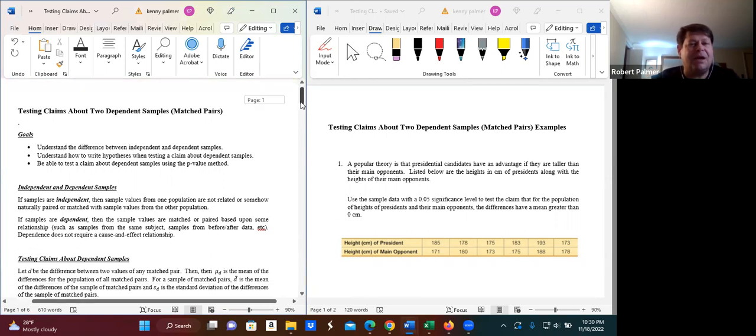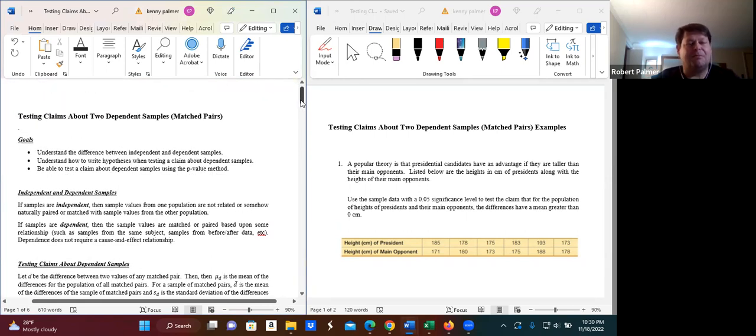So what do we mean when we say dependent and independent samples? If you see my previous videos on testing claims about two proportions and two means, those are considered to be independent samples, basically samples that weren't related to each other in any meaningful way. We say that samples are independent if the sample values of one population aren't related or somehow naturally paired or matched with samples from another population.